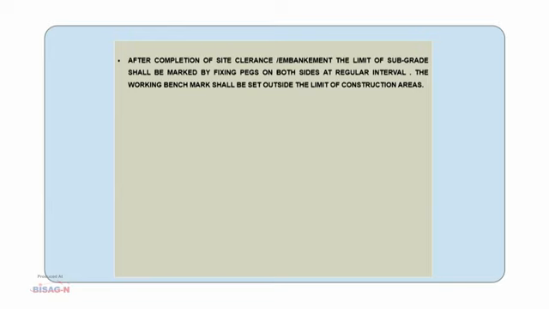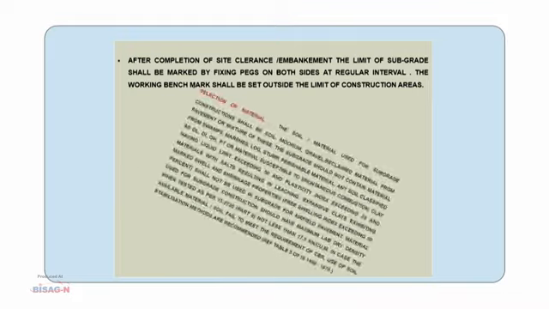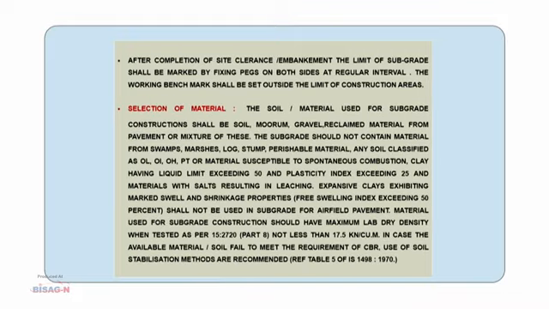After completion of site clearance and embankment, the limit of subgrade shall be marked by fixing pegs on both sides at regular intervals. The working benchmark shall be set outside the limit of the construction area. Then after that, all the preliminary work, the selection of the material. The soil material used for subgrade construction shall be soil, murram, gravel, reclaimed material from the pavement or a mixture of these.